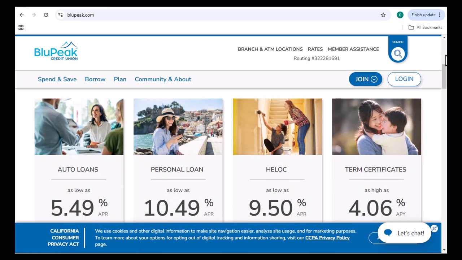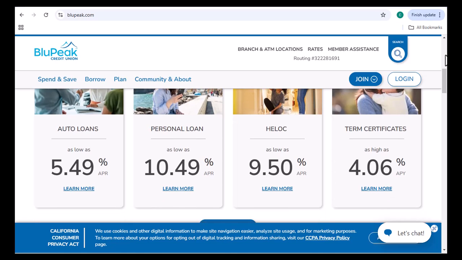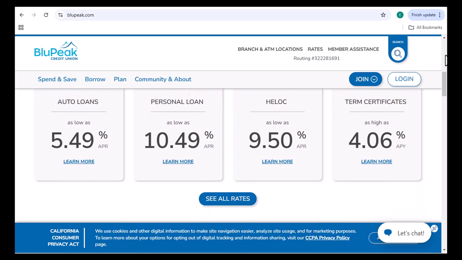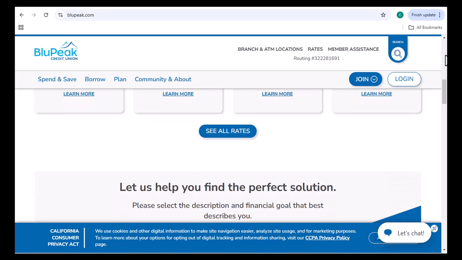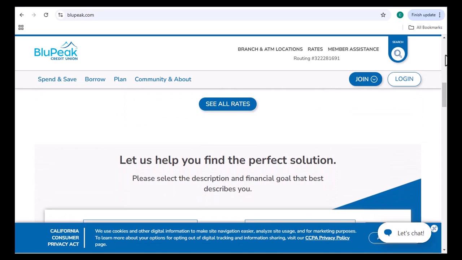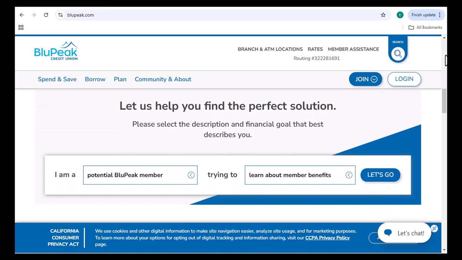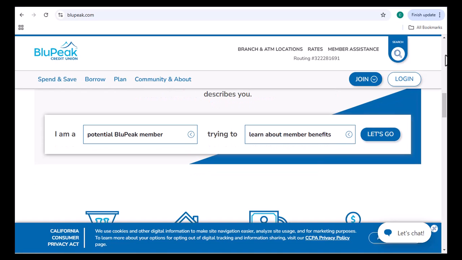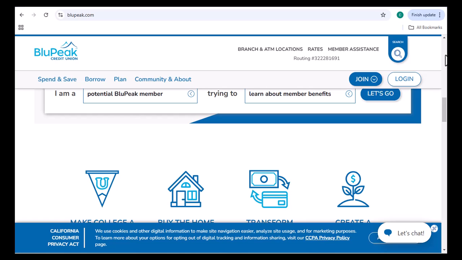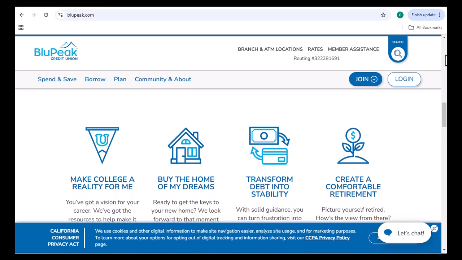BluPeak is a credit union, not a bank, which means membership is required. You can become a member if you live, work, or worship in certain counties in California, including Alameda, Sacramento, San Diego, Santa Clara, and Yolo. You can also be eligible through your employer, or if you are a student or alumnus of the University of California or California University System. Immediate family members of current members may also be eligible.